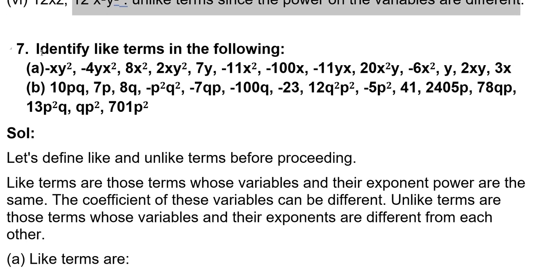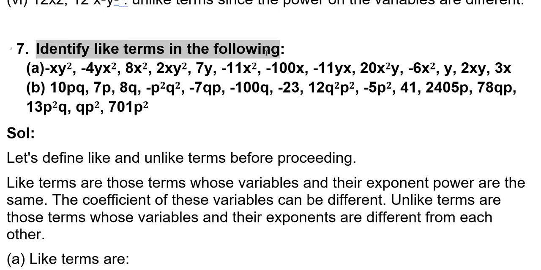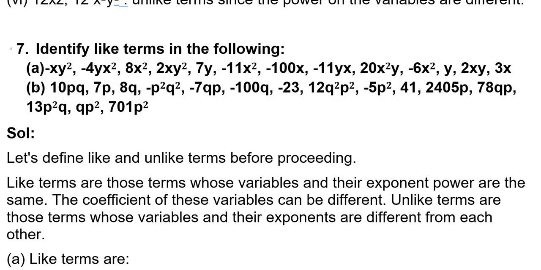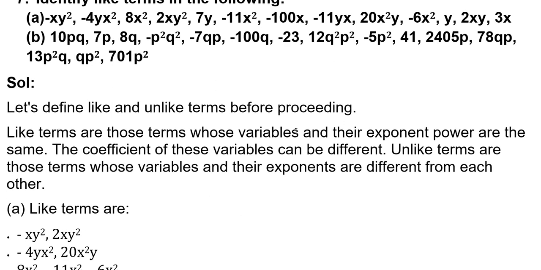Seventh problem. Identify the like terms in the following. This is very easy to find out. Two problems are there. A minus x square, like that, this is the full expression, and b also has 10 or 12 expressions. Like terms and unlike terms we have to find out.